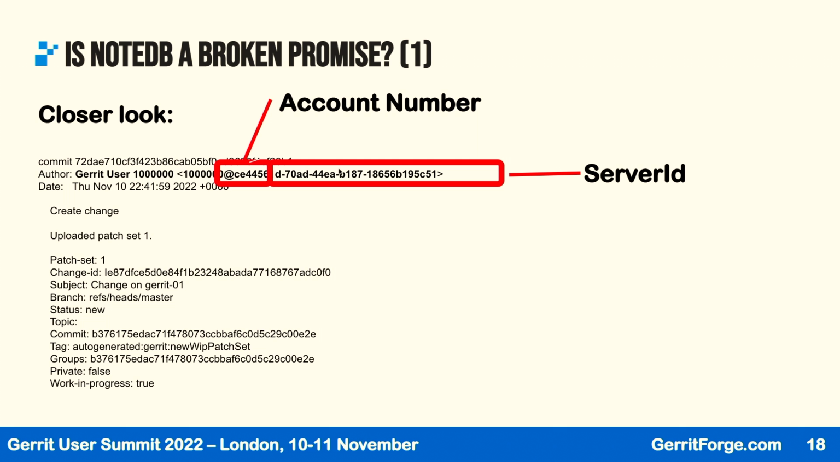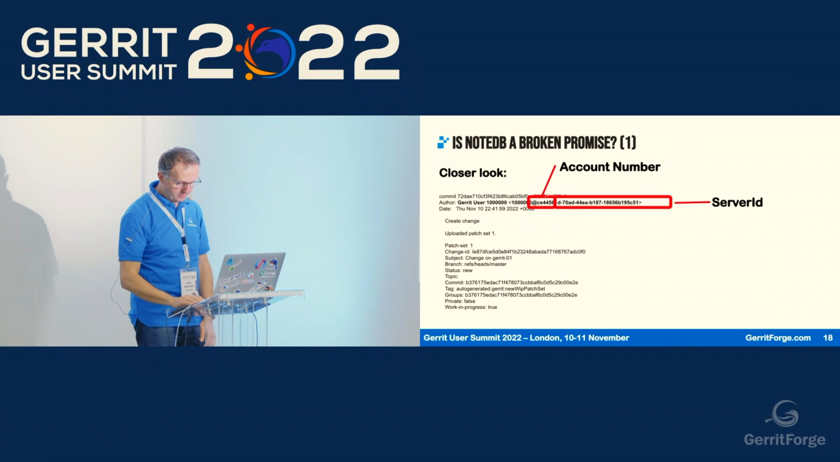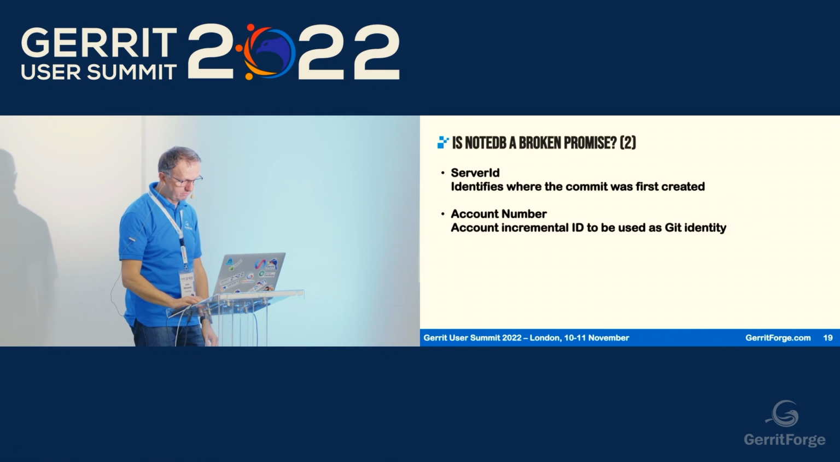So those were the two things. The account number is used to look up into the old users, so that is the Gerrit account registry and so on.